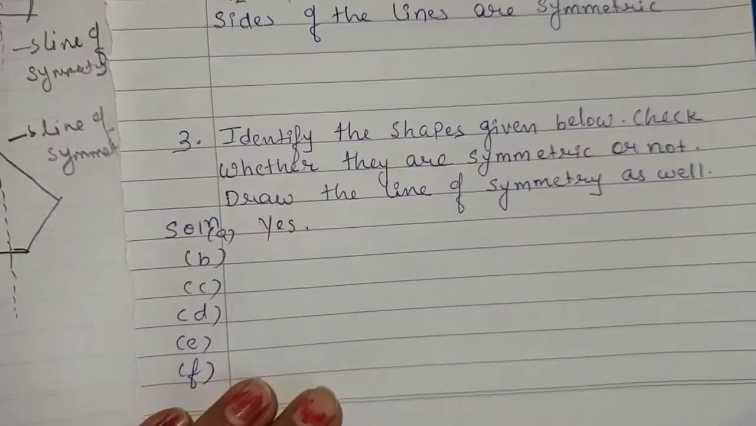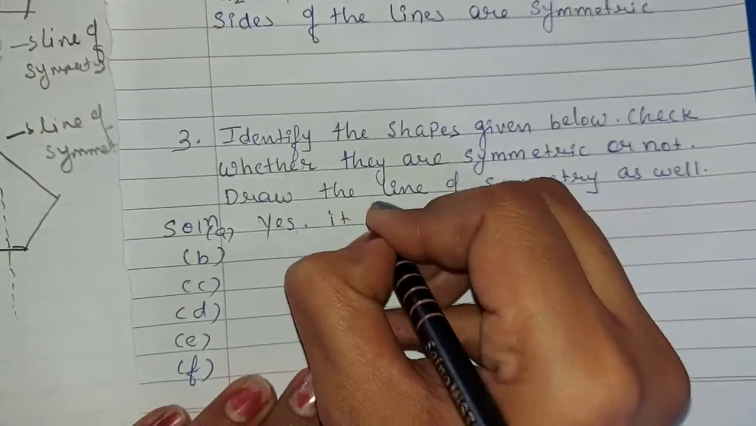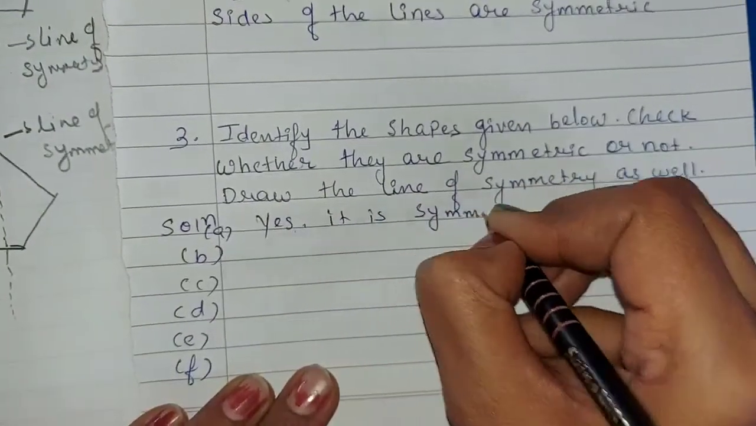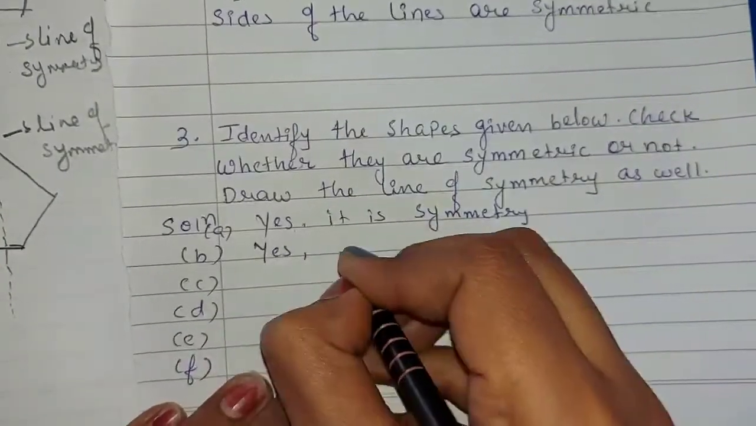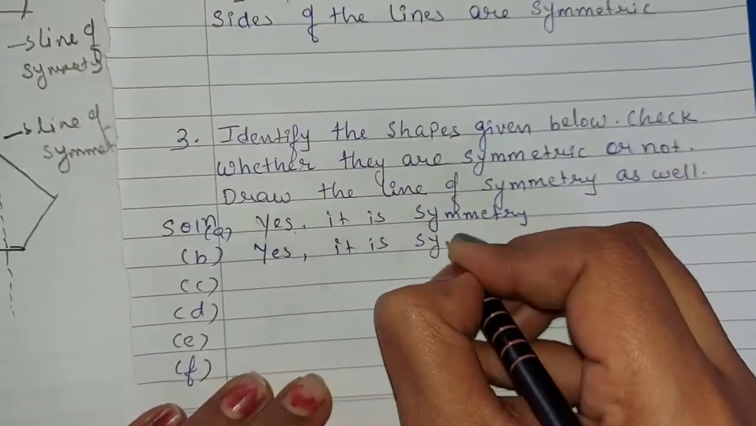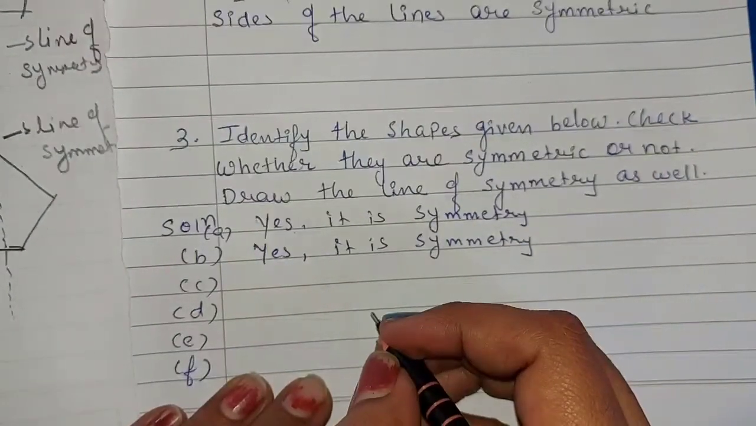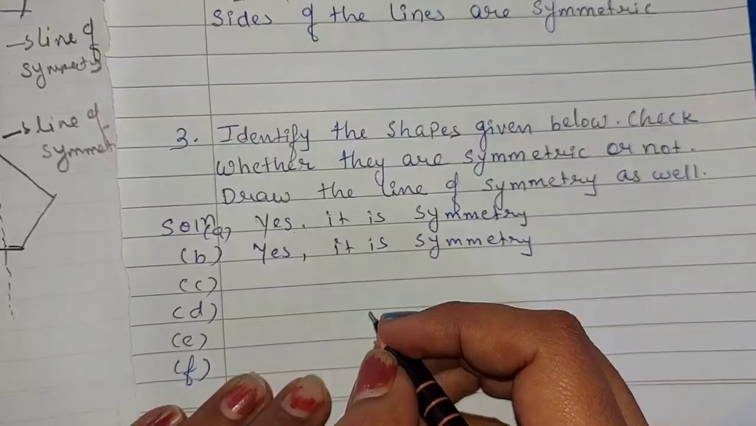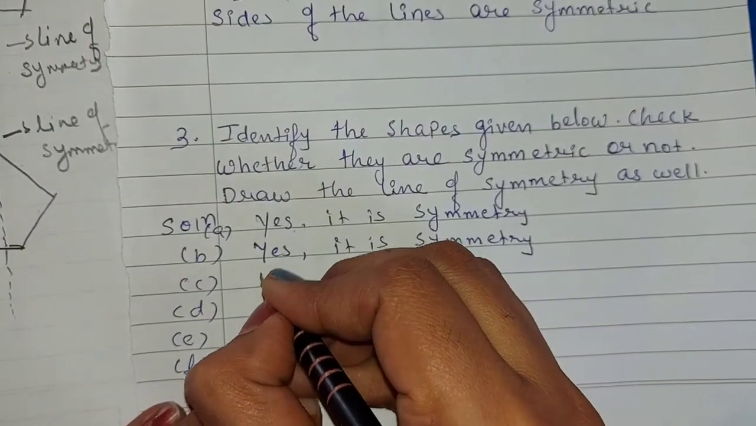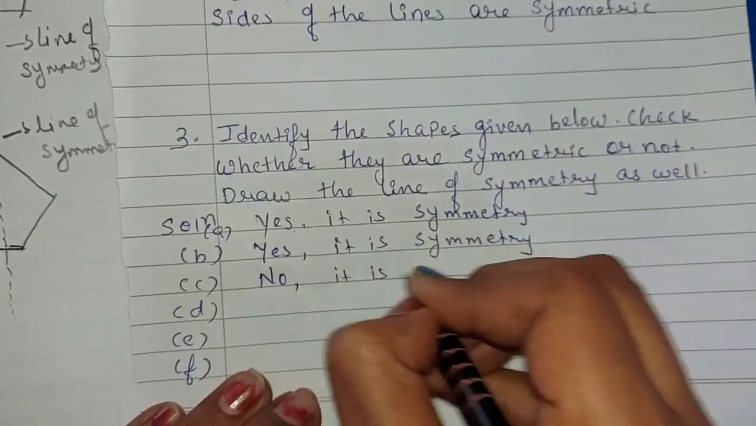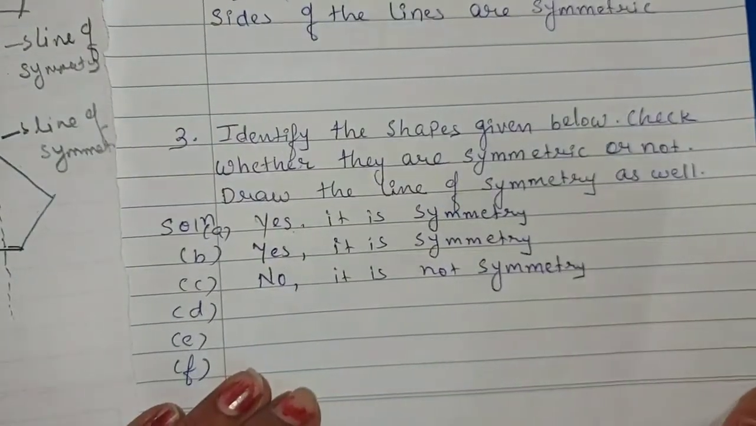Students, now let us write the answers for each shape. A, yes, it is symmetric. So we will write yes, it is symmetric. B, the bucket one was there. Yes, that shape also is symmetric. So we will write yes, it is symmetric. We have drawn a mirror line for that. Now C, in shape C, we are not able to draw a line of symmetry because the picture was not divided into equal halves. Hence we will write no, it is not symmetric.